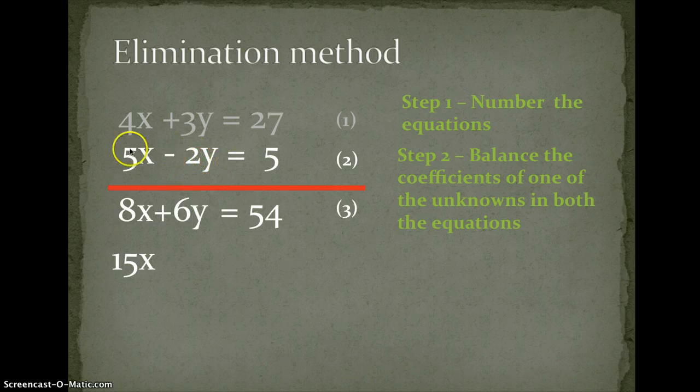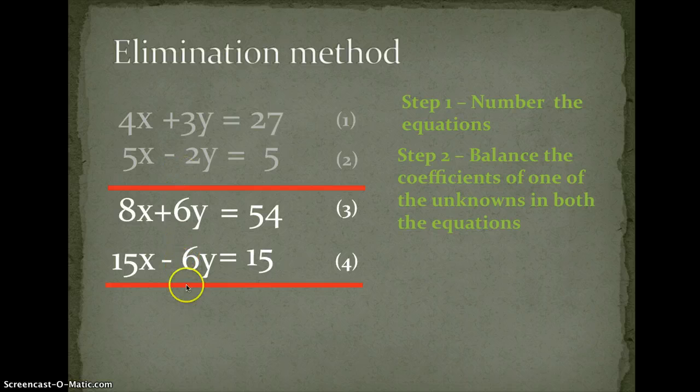Remember that my intention is to make it 6y. So for me to do that, I need to multiply all the terms here by 3. So 5x multiplied by 3 is 15x. And then -2y over there times 3 is -6y. For the last term, 5 times 3 is 15. That's equation 4. Now that I have y with the same coefficient, I can now eliminate it. I can eliminate it by adding, but not by subtracting.